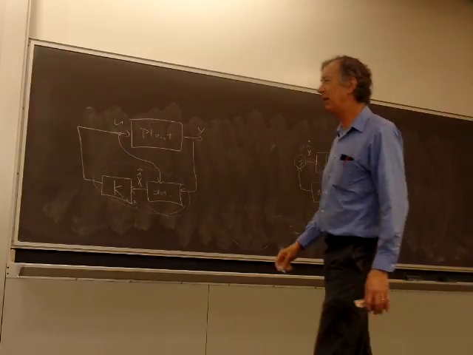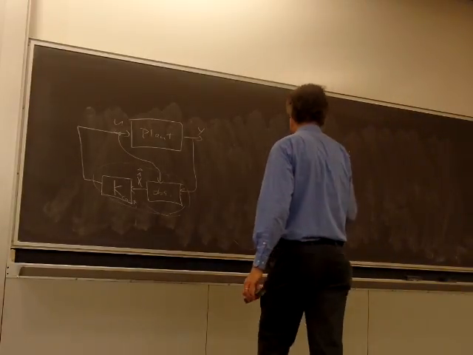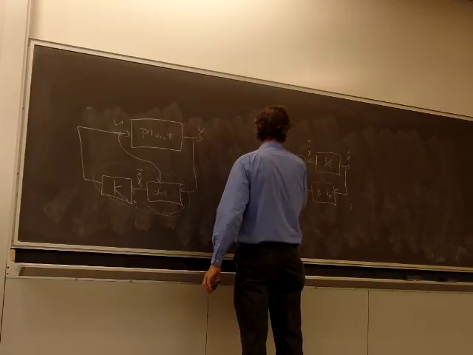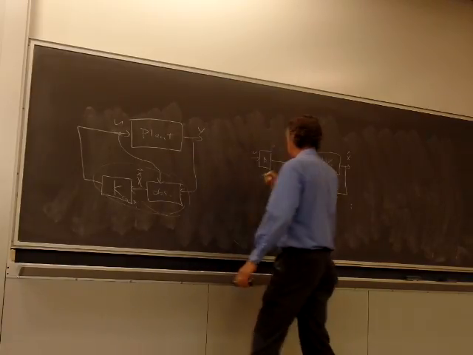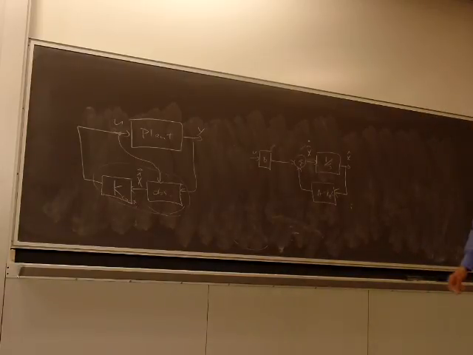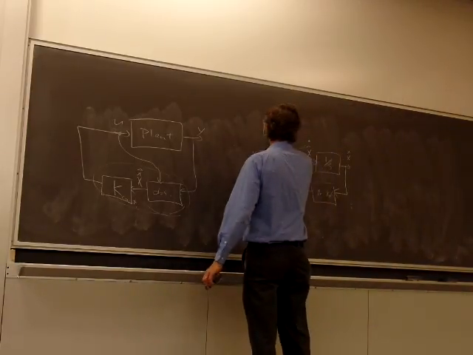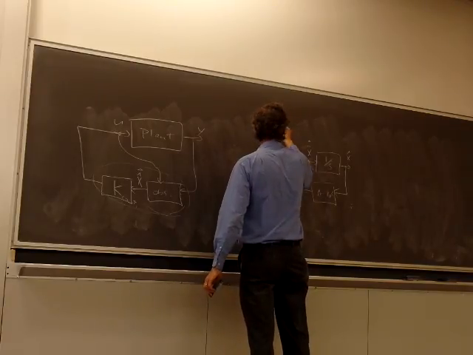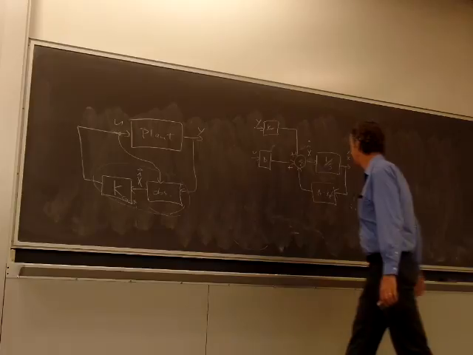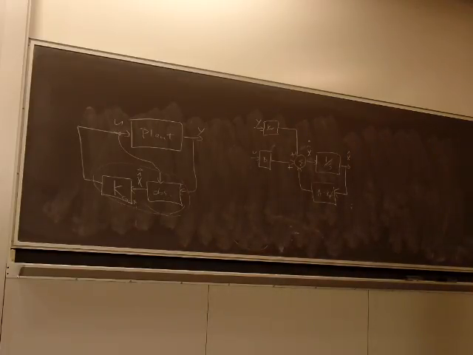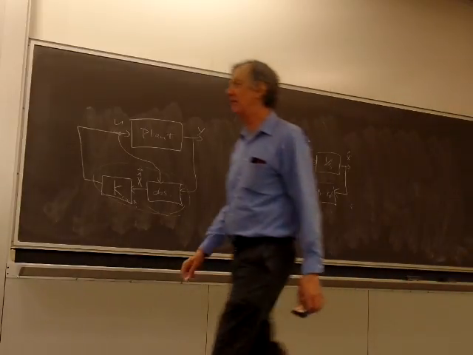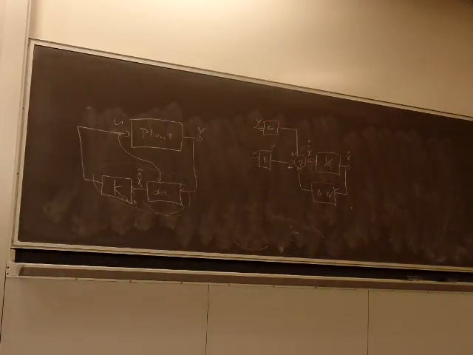Right? Times x plus e times u plus ke times y. Right? And do those equations. What I'm doing is x dot is equal to this times x plus b times u plus k times y.